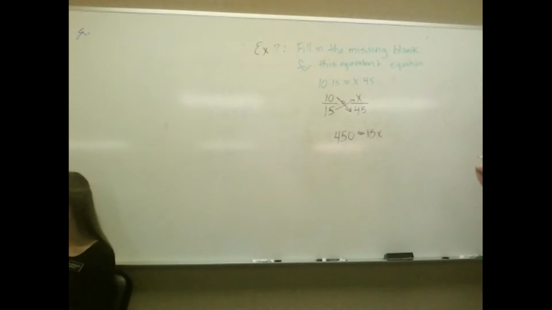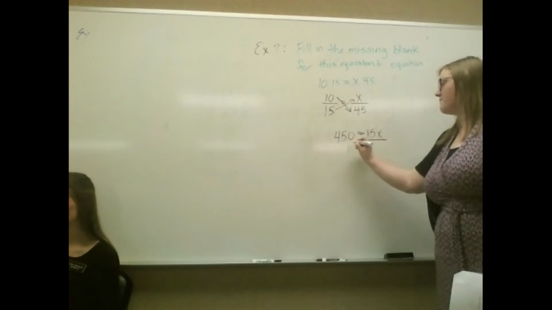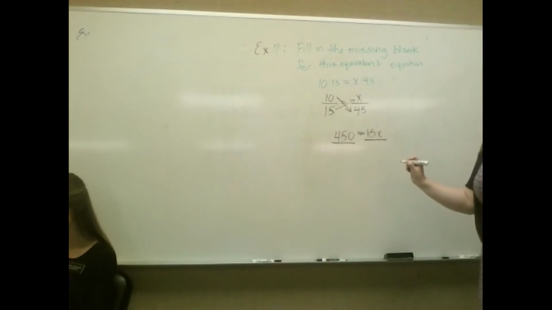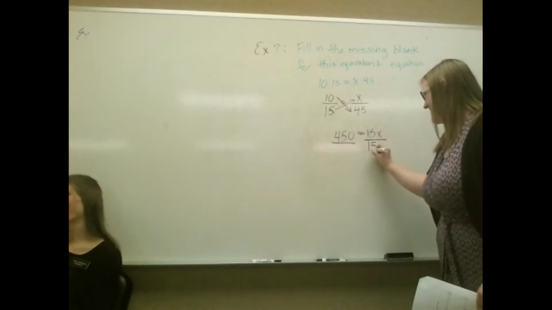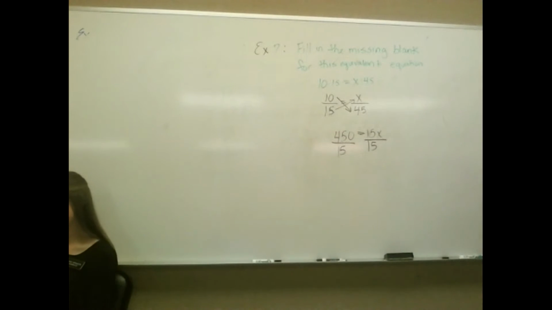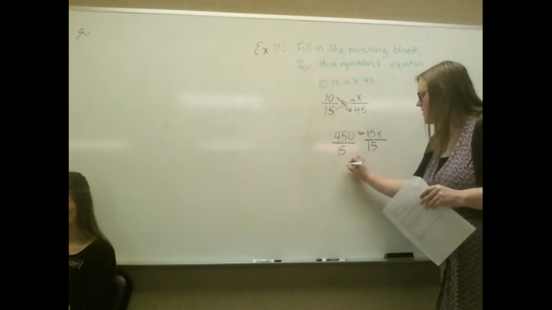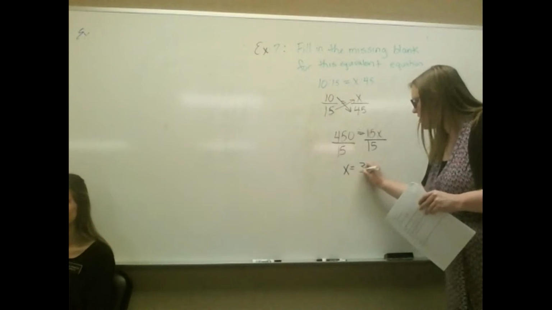Bottom, we're going to divide. What are we going to divide by? 15. Yes, perfect. Divide by 15. All right, and I will tell you guys, that comes out to be 3. So x equals 3.